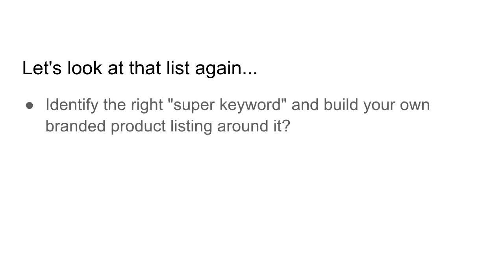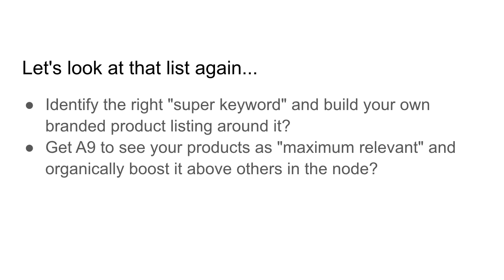So let's take a look at this list again. It's the list that I showed you at the beginning where I said, hey, what if? Do you think that you can identify the right super keyword and build your own branded product listing around it? Well, of course. Now that you know where to look, you know how to find it, and you know what to do with it. Well, do you think now that you can get A9 to see your products as maximum relevant and to organically boost yours above others in the node? Yes, you can do that using the item type keyword like we've shown you.